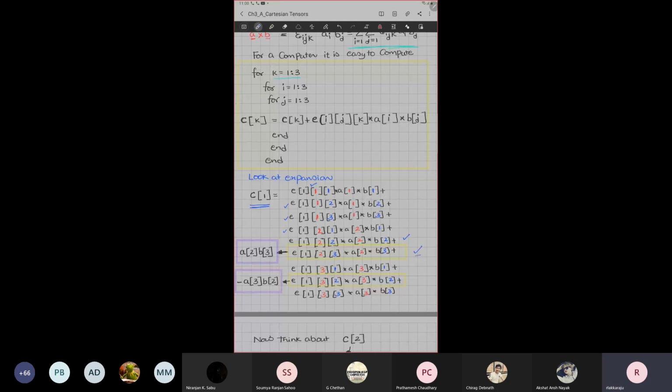Similarly, E131, E132, E133, these values become 0, this value also becomes 0. Only this component survives, E132, which is -1. So the entire C1 becomes A2B3 minus A3B2, based on your perception. Clear? In the same way, C2, C3, the computer can so easily calculate. That is the advantage we are trying to see. Is that clear to everyone? Yes, sir. Or having any difficulty?